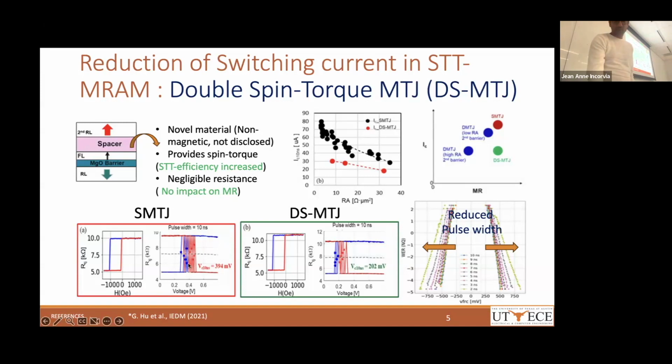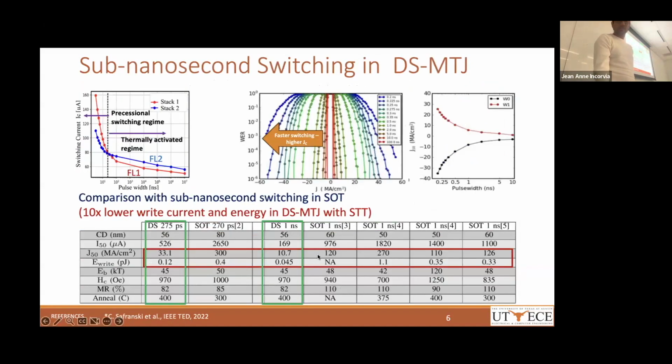This is just a plot to show that the switching voltage is actually reducing by 2x from the SMTJ to the DSMTJ. And you can operate this at lower pulse width as well. So this is a write error rate versus switching voltage plot. We all know that the write voltage or write current increases if we want to switch it faster. That's what is happening here. And more on this is available on this slide.